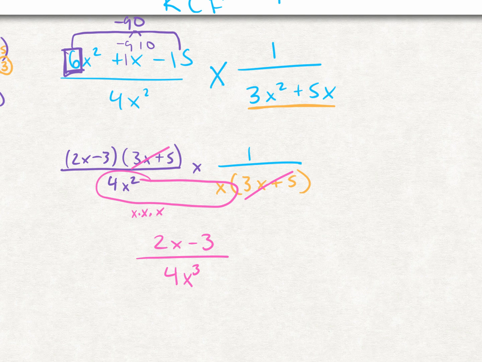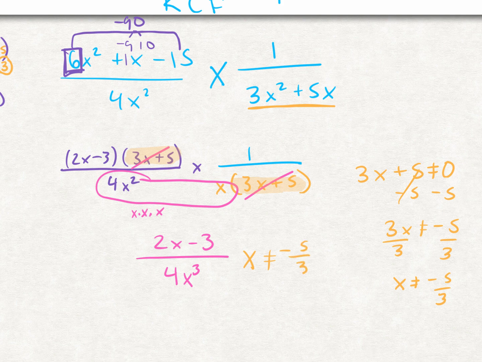But what else do I have to do? X does not equal 0. What did I cross out? 3x plus 5. So I have to set the 3x plus 5 not equal to 0. Only what got crossed out do we set not equal to 0. So subtract 5. So 3x does not equal negative 5. What would I do next? Divide by 3. So what does x not equal? Negative 5 over 3. So we got to make sure we put that in our answer. X does not equal negative 5 over 3.